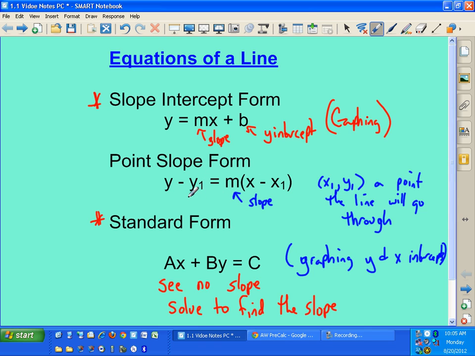Now, this equation can be turned into slope-intercept form, and slope-intercept form then can be turned into standard form, which I will demonstrate on the next slide. Point slope, though, is probably going to be new to you, and if it isn't, great. If it is, make sure you have all three of these equations, because we're going to go through them.